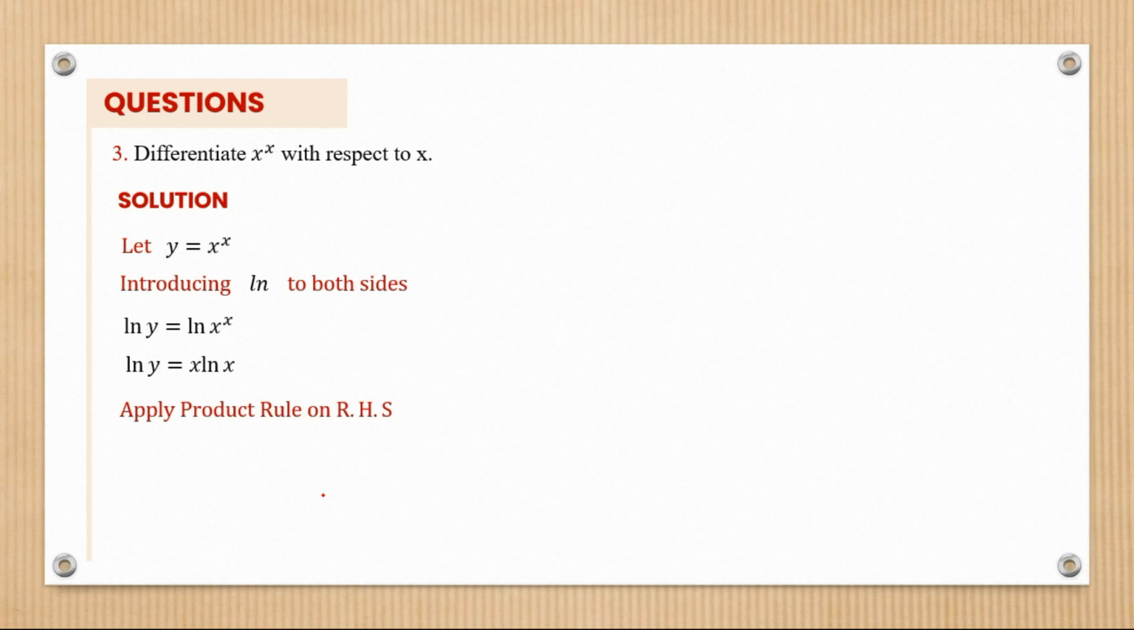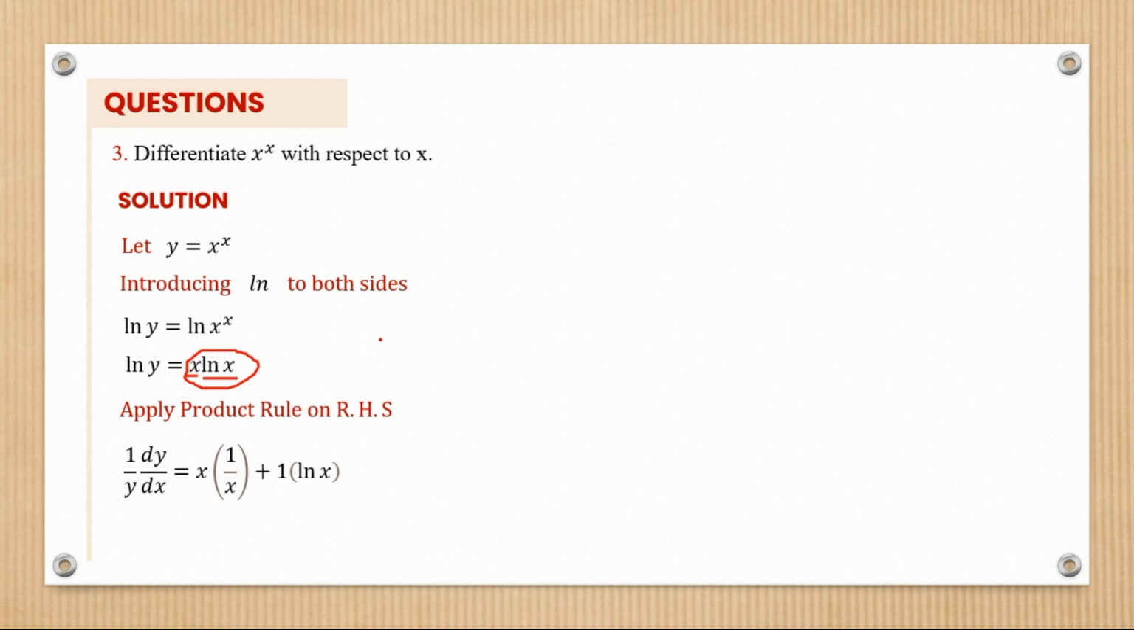Then we're going to apply the product rule on the right hand side. So basically right now we have two different functions. Now these are separate, so we have to apply the product rule right there, because this is not a constant, it's now x times ln x. So let's apply the product rule. When you apply the product rule, this is what we end up having.